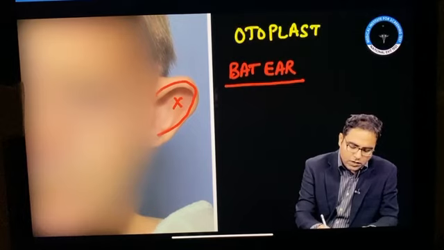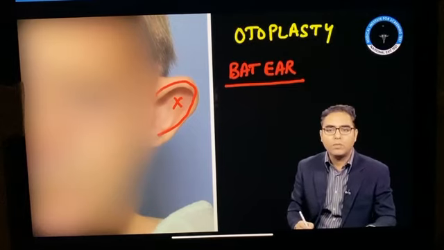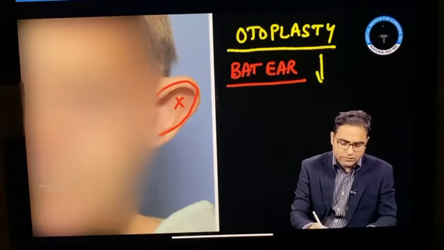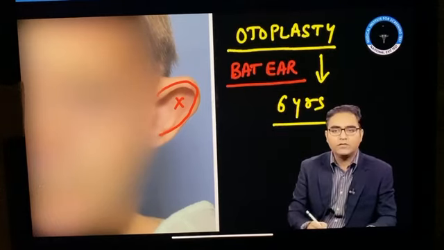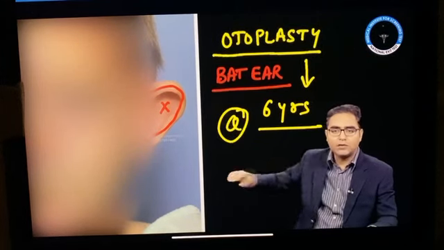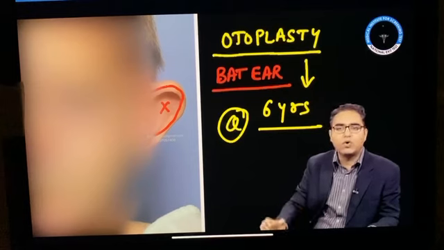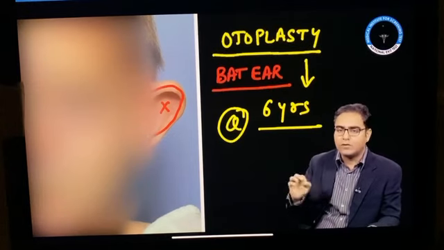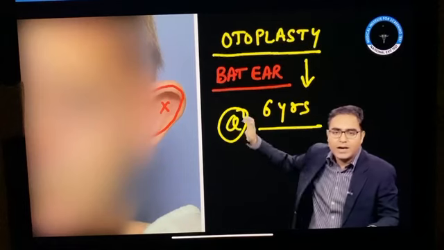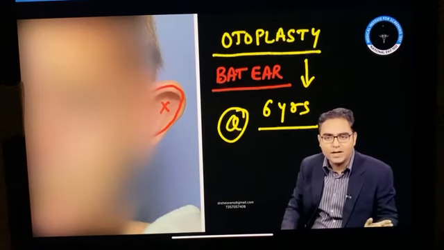Now, the plastic surgery of pinna is called otoplasty. It is done at the age of 6 years. It's a multiple choice question: what is the ideal age of surgery? Look at the child, the child is grown up. The otoplasty is done at 6 years of age. Am I clear? Wonderful.